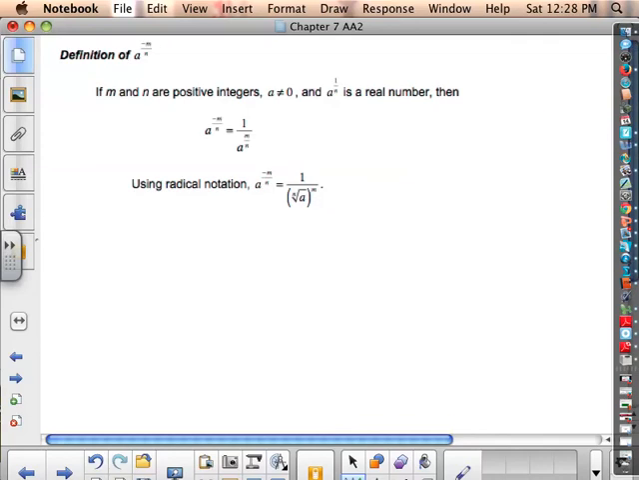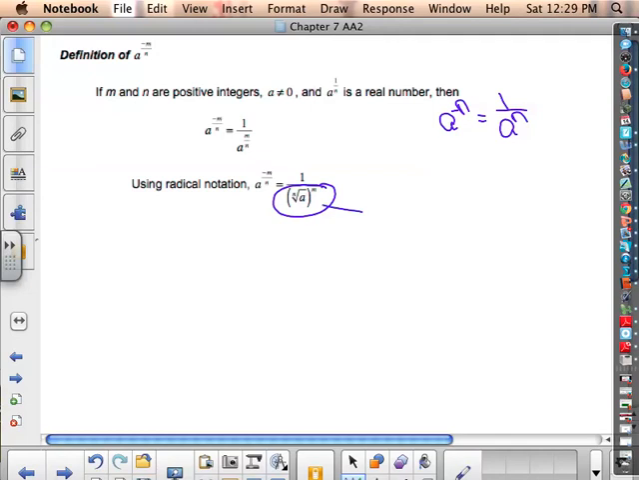Again, definition of a raised to the m over n. You've seen this before. Before we saw that when we had a raised to the negative n, it became 1 over a to the n. This is the same rule, only now it's a rational exponent. So as soon as you put a to the m over n in the denominator, it becomes positive. Using radical notation, you're just going to rewrite that as 1 over the nth root of a to the m.